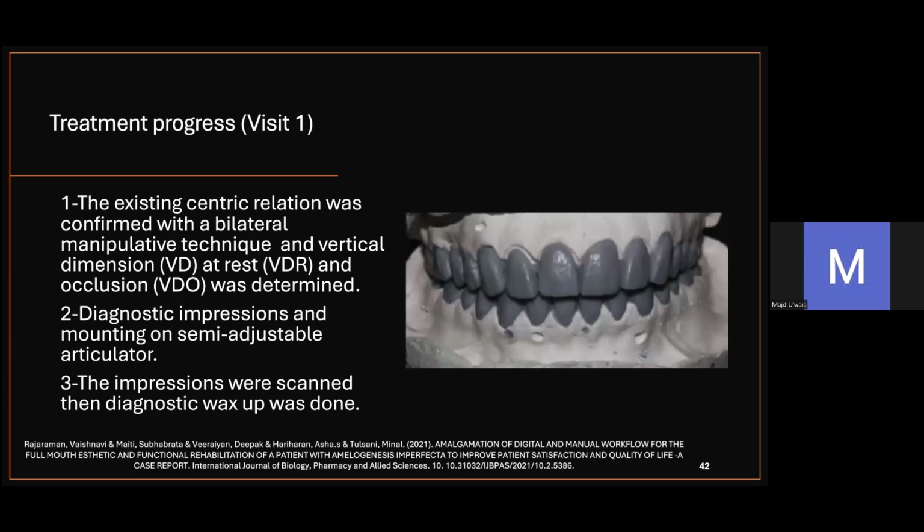Treatment progress, the first visit. Centric relation record done by a manipulative technique, and vertical dimension at both rest and occlusion was determined. Impressions for the upper and lower, and mounting on the semi-adjustable articulator using this record. After that, the impressions were scanned, then diagnostic wax-up was done, as you can see in this figure.